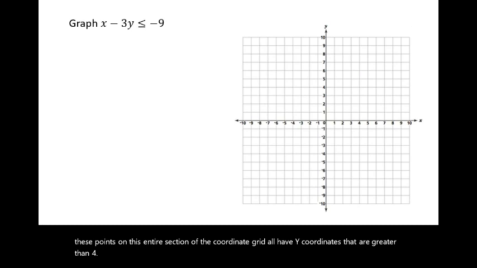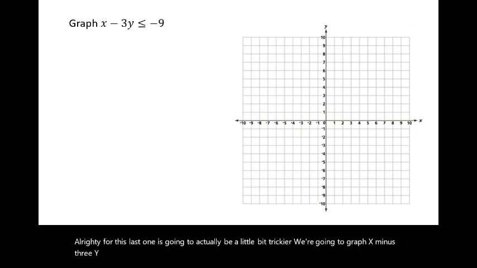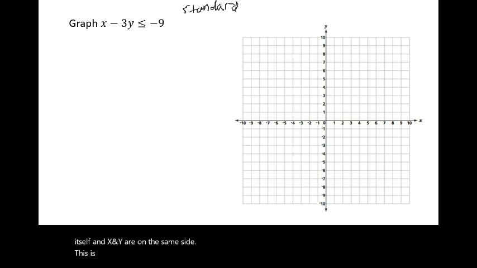Alrighty, and this last one's going to actually be a little bit trickier. We're going to graph x minus 3y is less than or equal to negative 9. Now, y is obviously not by itself. Since y is not by itself and x and y are on the same side, this is in standard form. So, before we even touch the graph, we need to get y by itself first.